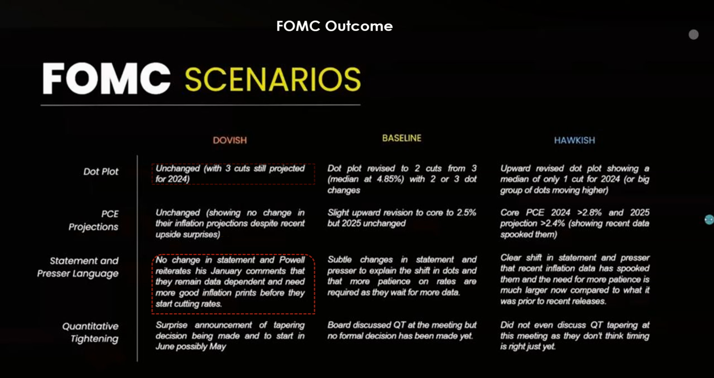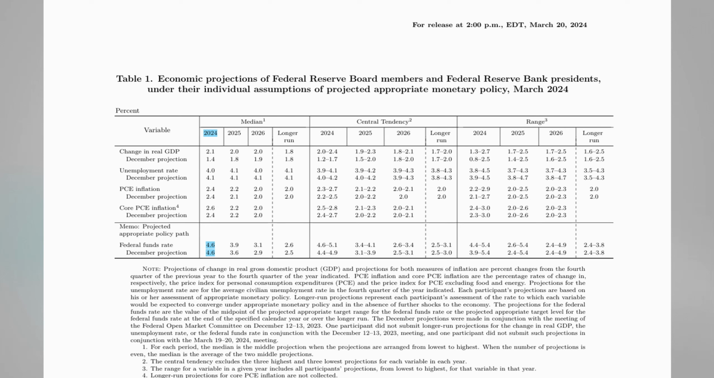So let me come again. Markets were expecting the dots to be revised from the three cuts that they had already projected to two cuts because of the hot CPI data that we've been having. So what happened was they didn't do anything. They left everything unchanged with three cuts still projected for this year. What that means is that the Fed was not even concerned about the hot CPI number that we're having. They didn't make any changes in their statement, and they left the dots the way they were at 4.6 interest rates.